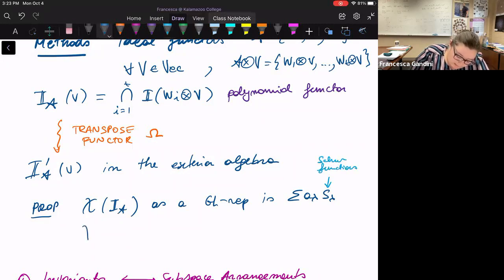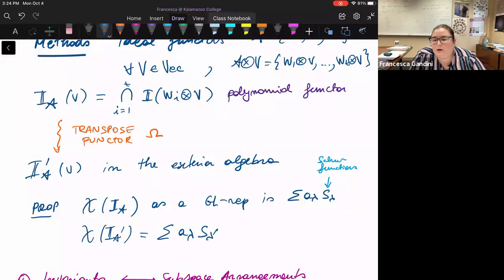Then if you think about the character of IA prime, because this transpose factor at the level of polynomial functors is exact, it is equal to the same coefficient, the same multiplicity, but now with S lambda prime. And so that's what the exactness affords, that we can literally see the characters.